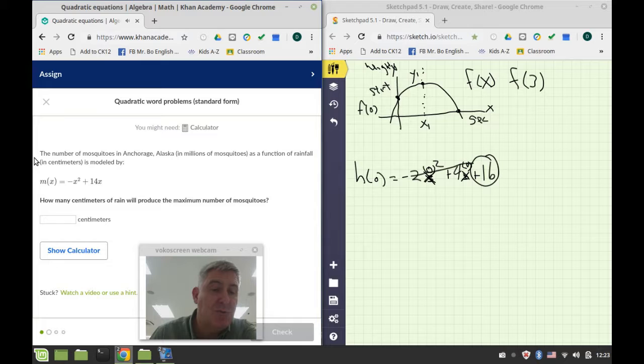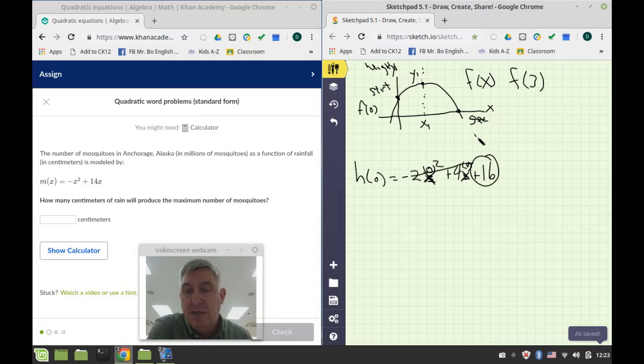Okay. Next one. The number of mosquitoes in Anchorage, Alaska, in millions of mosquitoes as a function of rainfall in centimeters is modeled by this equation. So now we don't have seconds. Now we have rainfall. We have rain. And over here, we don't have height. Over here, we have mosquitoes. Okay? So, but the same kind of thing. And the question is, how many centimeters of rain will produce the maximum number of mosquitoes?